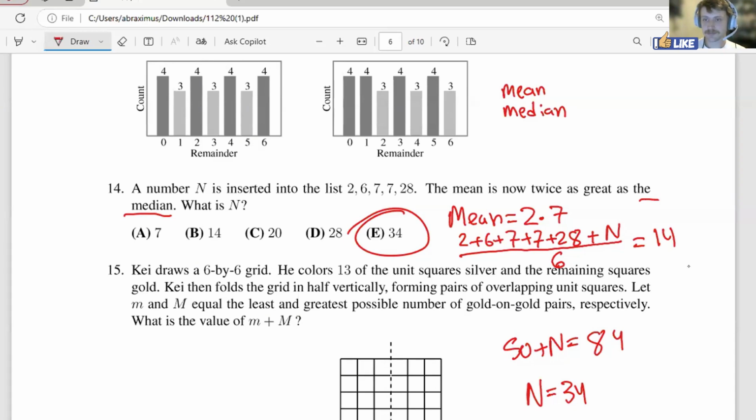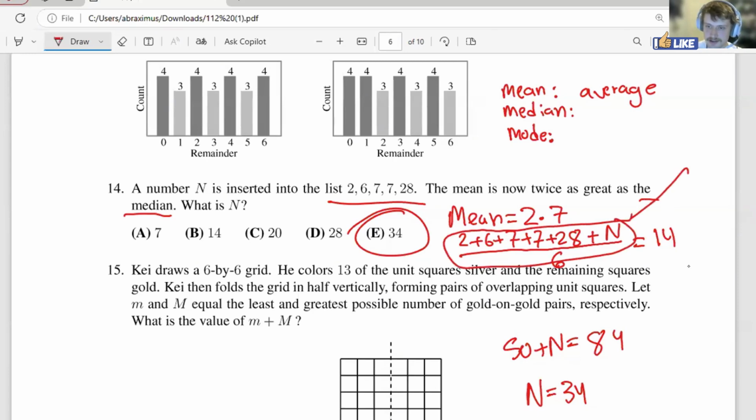There are 3 vocab words that I would like to talk about here. The 3 vocab words are mean, median, and mode. These are from statistics. Statistics is when we have a lot of information and we want to summarize it with a single number. The mean of some numbers, like this list right here, is the average. So here we took the average. This is the same as the mean.